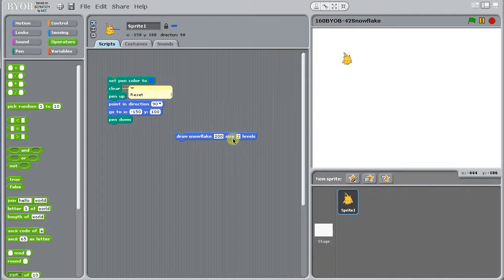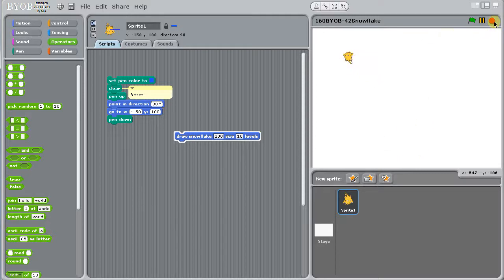So let's clear them out and let's try a 3 level. All right, let's try a 4 level, reset him. And similar to the tree, if you go a ton of levels, he's going to be drawing for a long time as he keeps dividing that side into smaller and smaller pieces, and hardly seems to be making progress at all.